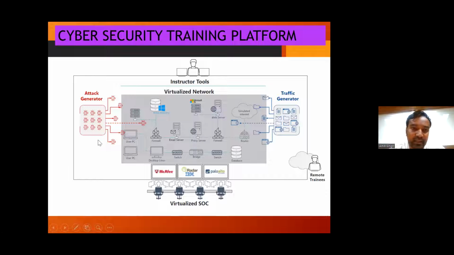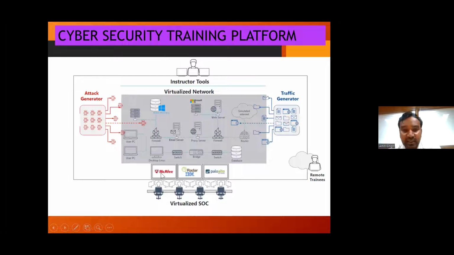In this, there is a tool called the attack generator. You can set this attack generator to go for a SQL injection attack, brute force, or SSL encryption attacks. All types of attacks you can customize, and you can set them to start after 5 minutes. This DDoS attack will start after 5 minutes. All this can be set, and you can train people on this network.